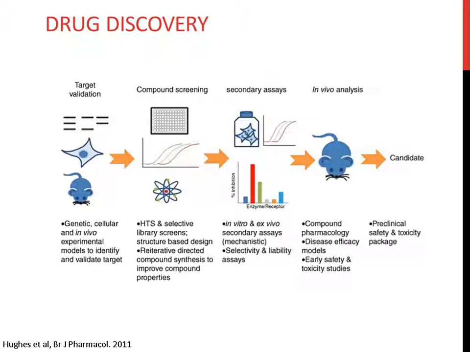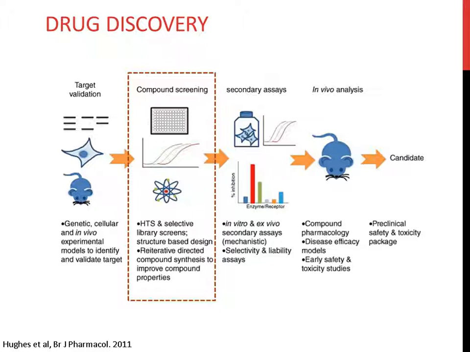As most of you probably know, drug discovery is a process in which we often have a target that we validated out of genetic or cellular or in vivo experimental data. And once we have identified the target, the first step very often is to do a high-throughput compound screen. These are often very high-throughput screens where we screen up to 2 million compounds. There are also often secondary screens which only comprise the hits from the first screen, often only a few thousand compounds, and only once we have validated these further are they taken up into in vivo experiments.